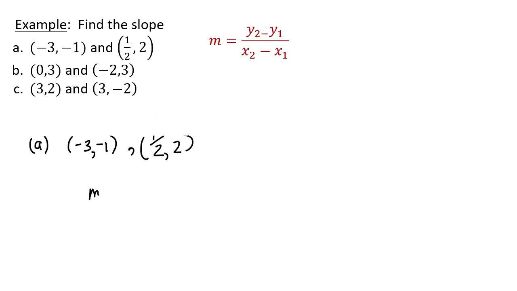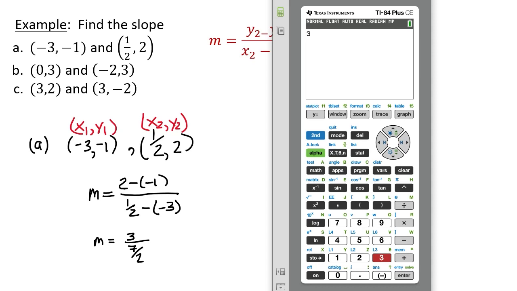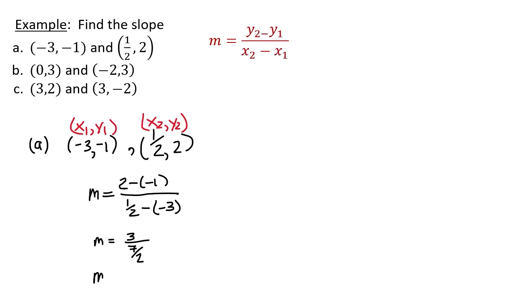So the slope then is m equals y2, which is 2, subtract y1, which is -1, all over x2, which is 1/2, subtract -3. So m equals 3 divided by 7/2. So I can actually put this into my calculator. It's 3 divided by 7/2. And then I can say math, frac, output as a fraction, and that gives me 6/7. So m is 6/7.